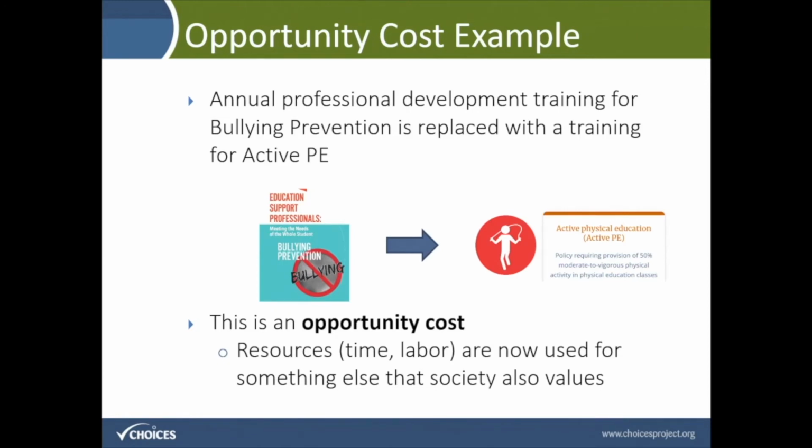Here's an example of an opportunity cost. Replacing an annual professional development training for bullying prevention with a training for active PE. Even if there's no additional expenditure on professional development, the spending that is going towards the professional development now should be allocated to the active PE program instead of bullying. A cost of the active PE intervention is the foregone opportunity to teach about bullying prevention.